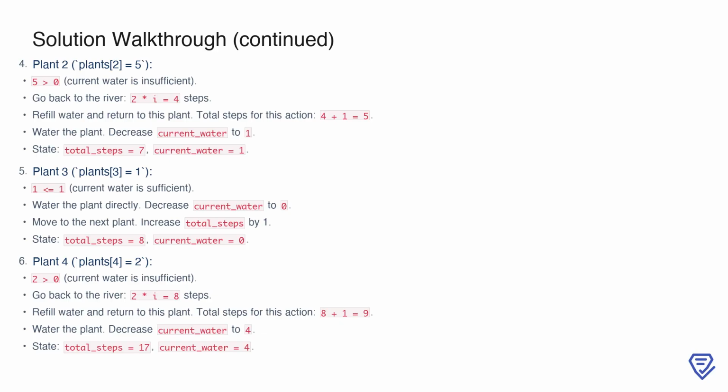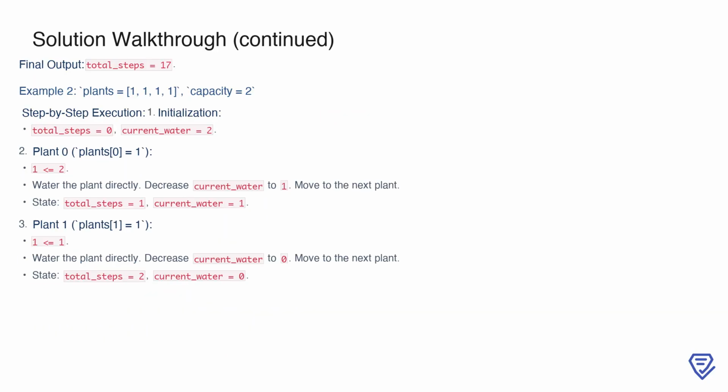Moving to plant 3, which requires 1 unit of water, we find that the current water is sufficient. We water the plant, reducing current_water to 0, and move forward, bringing total_steps to 8. Finally, at plant 4, which requires 2 units of water, we don't have enough water, so we return to the river. Since the plant index is 4, the round trip takes 8 steps. After refilling, we return to the plant, adding 1 extra step to water it, for a total of 9 steps. This leaves us with current_water at 4 and total_steps at 17. The final output for this example is total_steps equal to 17.